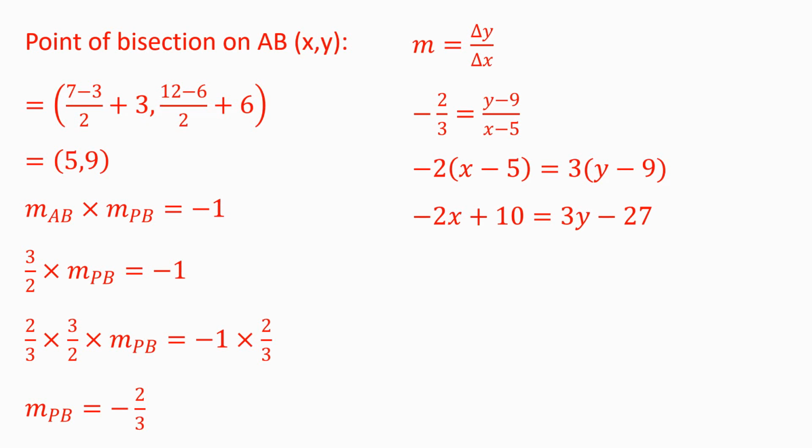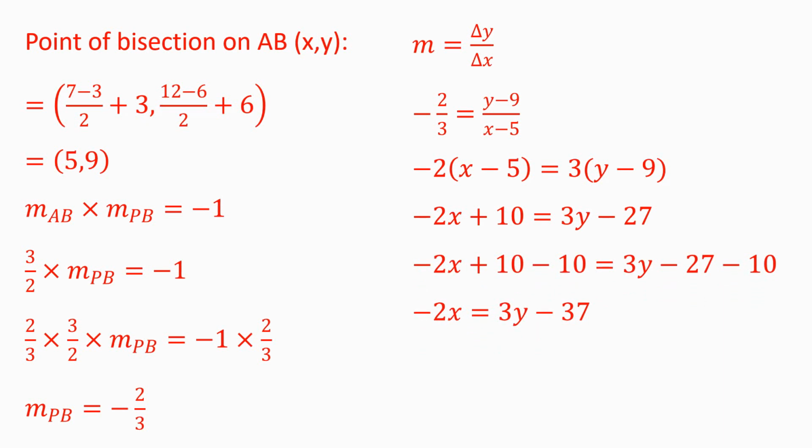We subtract 10 from both sides. We have -2x is equal to 3y minus 37. Then we subtract 3y from both sides. We have -2x minus 3y is equal to -37. That is the equation of the perpendicular bisector, and since we have not been asked to express it in any form, we can leave it as it is.